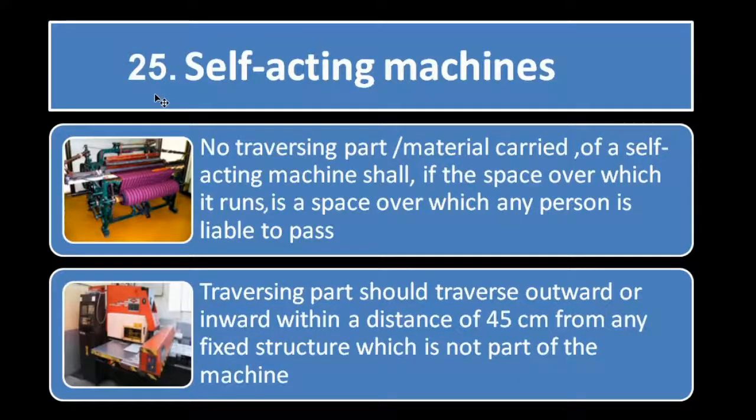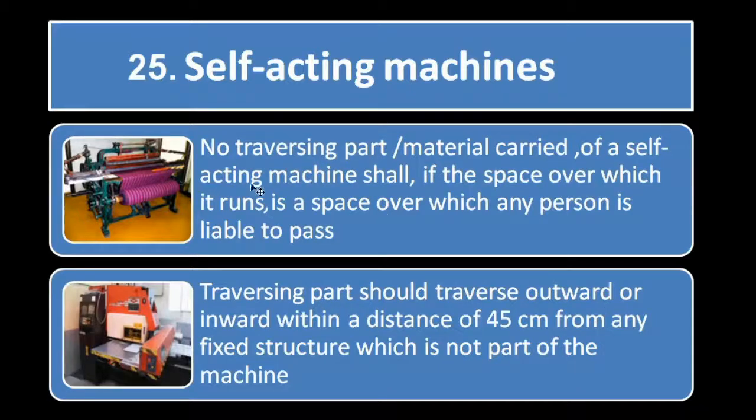Now we'll be learning about section 25, that is self-acting machines. Self-acting machines are the machines which after being put on start their operation or action automatically without any manual intervention. A nice example for self-acting machine will be a shaping machine.